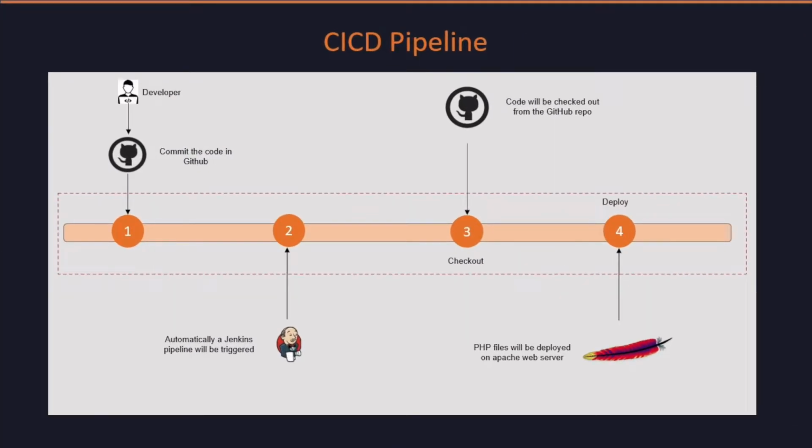We are going to configure GitHub and Jenkins in such a way that as soon as there is a commit on the repository, a Jenkins pipeline will be triggered. I'll demonstrate the same at a later stage of the video. Once the code is committed, a pipeline will be triggered. The next stage would be downloading the source code on the local Jenkins machine. And finally, the downloaded source code would be shipped to Apache web server via SSH.